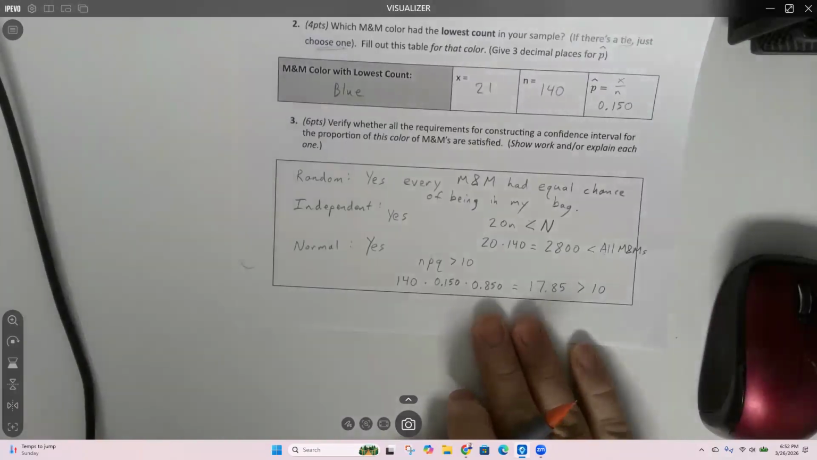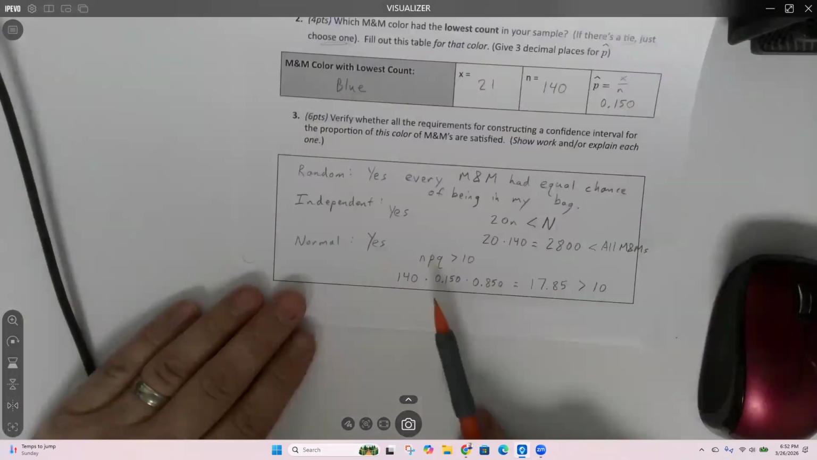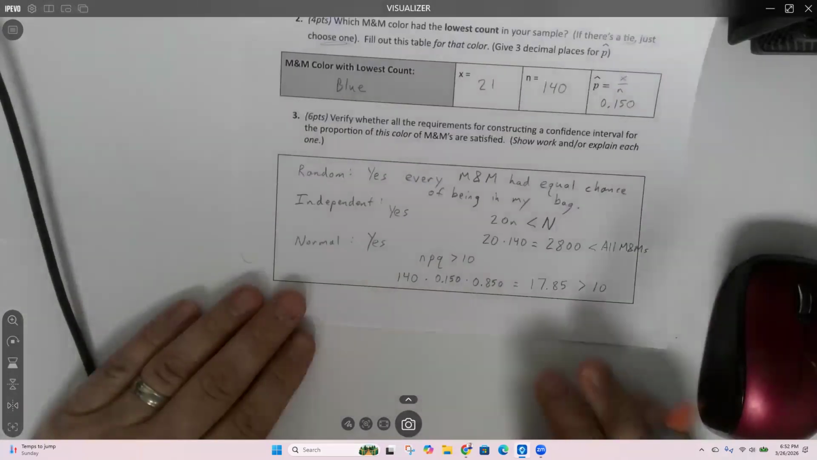Now, you might not have gotten three yeses. Oh, and right, how many decimal places? It didn't say how many decimal places. So yeah, you can do two decimal places. That's fine.